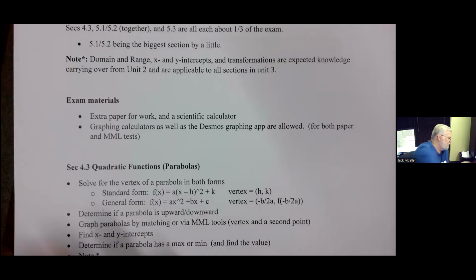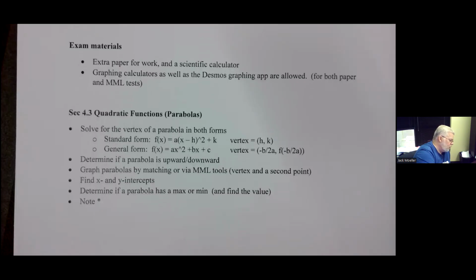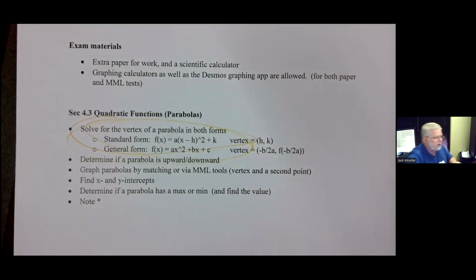So there's that. All right. So what is this test going to cover? So 4.3, parabolas. You have to be able to solve for the vertex. And that is like every single quadratic function problem, unless it's specifically asked for x and y intercepts, every other problem you have to know the vertex.